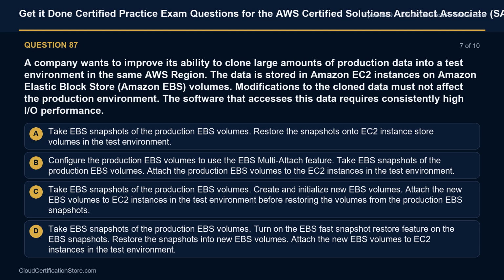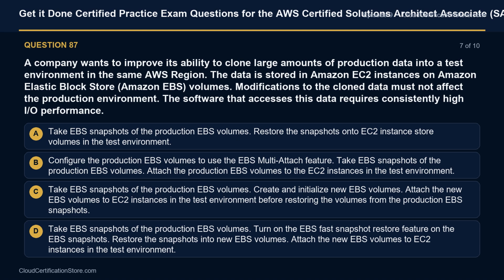Question 87. A company wants to improve its ability to clone large amounts of production data into a test environment in the same AWS region. The data is stored in Amazon EC2 instances on Amazon Elastic Block Store, Amazon EBS, volumes. Modifications to the clone data must not affect the production environment. The software that accesses this data requires consistently high I/O performance.